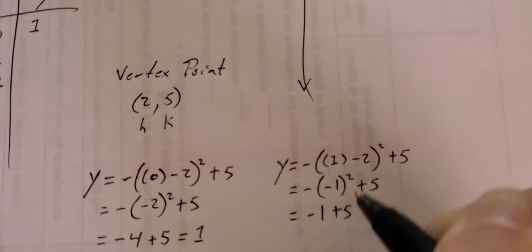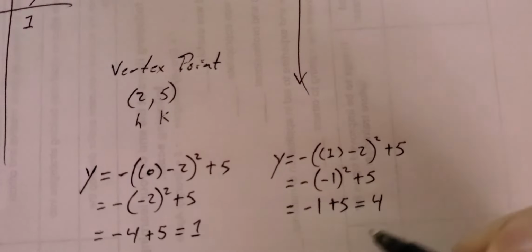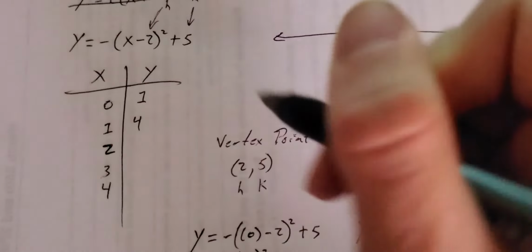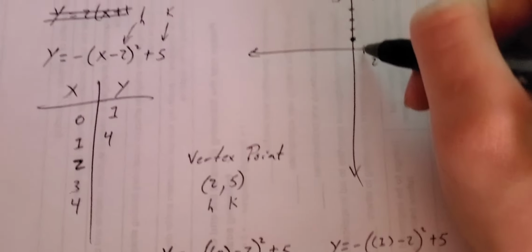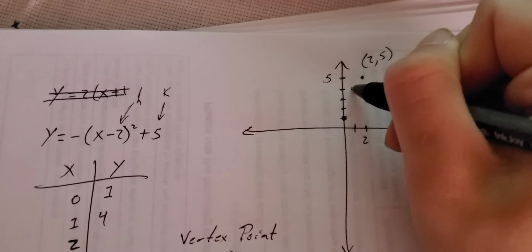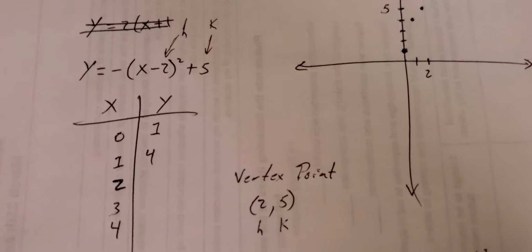Plus, let's not forget our 5. And negative 1 plus 5, that's positive 4. So at 1, I get positive 4. Again, at 1, I'm going to go up 4. There. Nice. Let's throw a point in the middle.